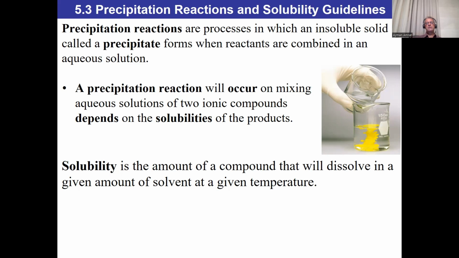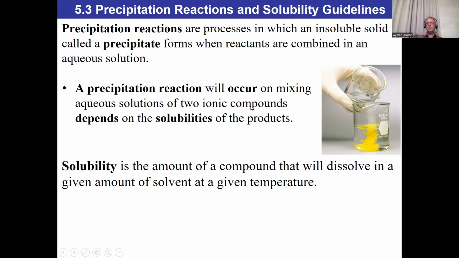Reaction types. First reaction type: precipitation reactions. Insoluble solids result in these reactions. Precipitation reactions are processes in which an insoluble solid called a precipitate forms when reactants are combined in an aqueous solution, like the experiment here. 2 solutions are added to each other, and an insoluble salt, called a precipitate, results.